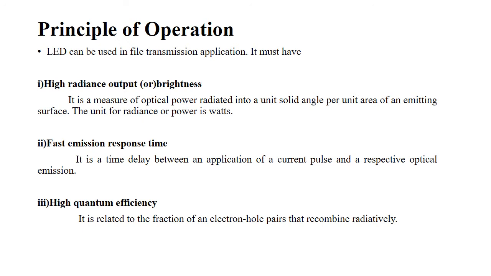The second one is fast emission response time. It is the time delay between the application of the current pulse and the respective optical emission. This time delay is a factor limiting the bandwidth with which the source can be modulated directly by varying the injected current. The third one is quantum efficiency. It is related to the fraction of electron hole pairs that will recombine radiatively.